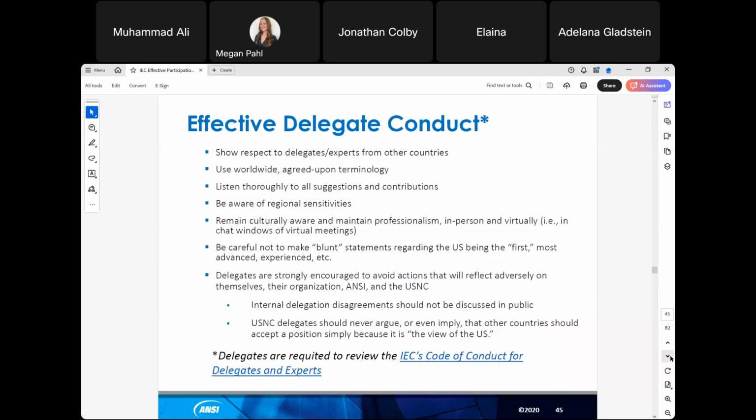Always remember that you are representing your company and you are representing the U.S. National Committee. You should show the utmost respect for the delegates and experts from the other countries.